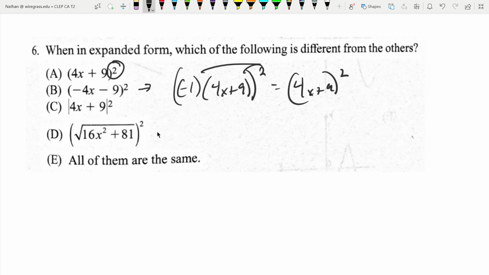Now, D, on the other hand, is not the same because the square root of something squared is really the same thing as the absolute value of 16x squared plus 81. And I take the absolute value because I'm squaring it in the second part, which makes it always positive. And this thing could not be negative. So actually it's not necessary, but that's just the kind of thought process you can go through. However, this thing does not have the cross term that A, B, and C would all have when you multiplied it out. So D is different.